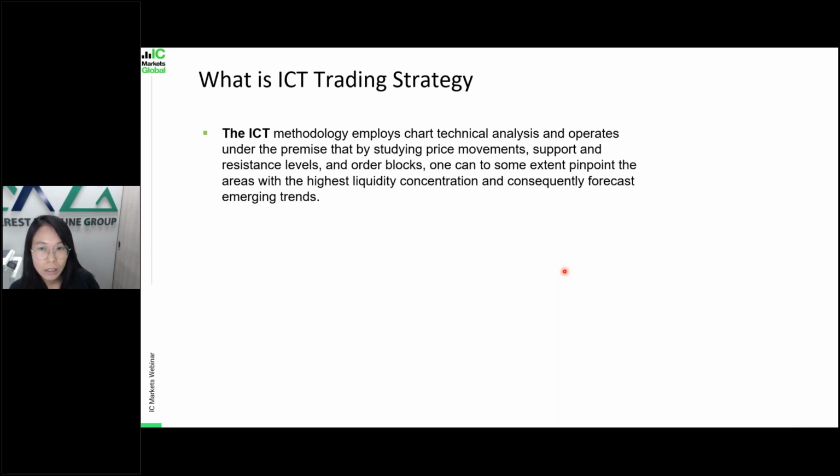This methodology employs chart technical analysis and operates under the premise that by studying price movements, support and resistance levels, and order blocks, one can to some extent pinpoint the areas of the highest liquidity concentration and also forecast emerging trends. So that's why liquidity is a very important concept in ICT trading.